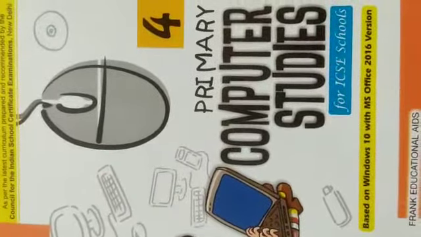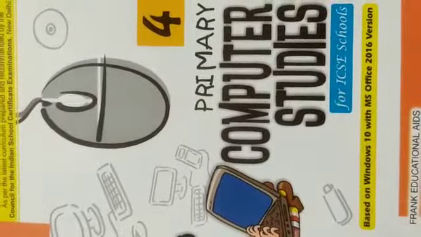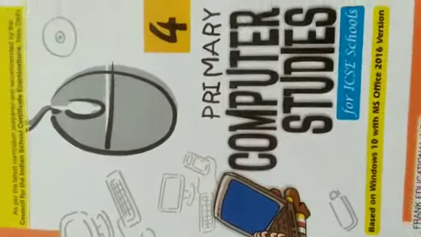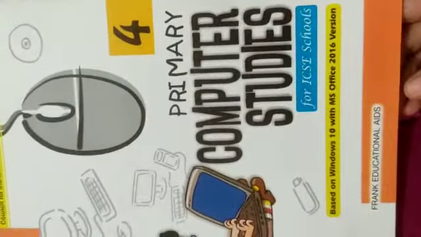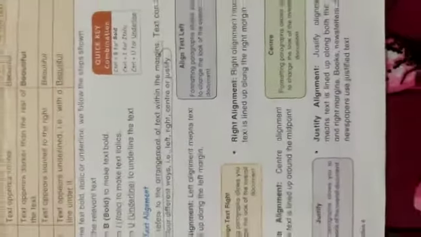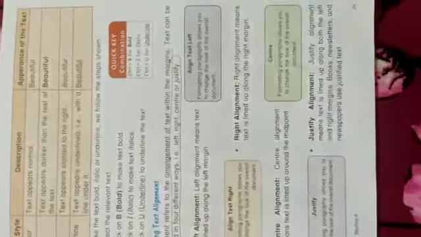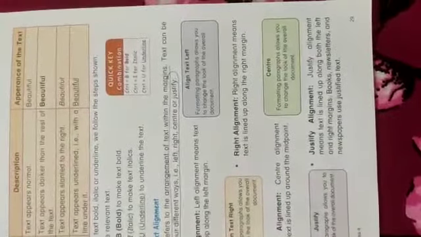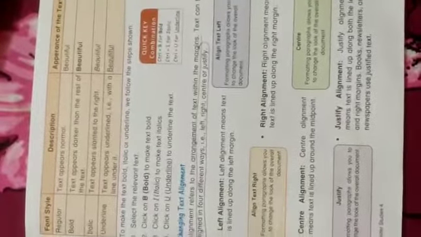Now, let's start with our chapter number 3. Take out your books and a pencil in your hand. Page number 29, because we have completed till here how to change the font color and the highlighting text that was bold, italic and underline.